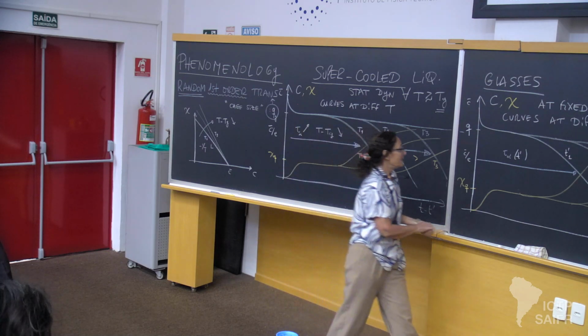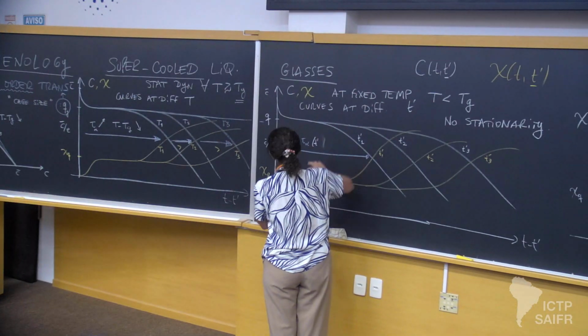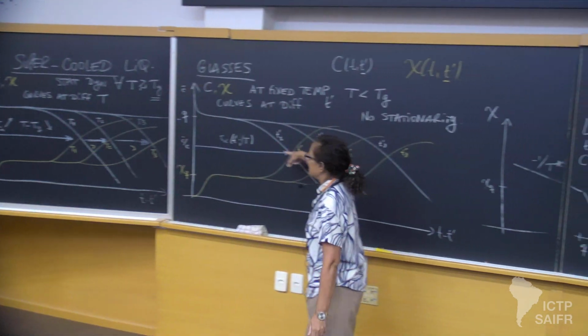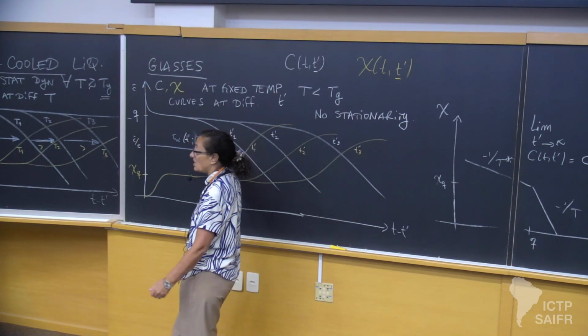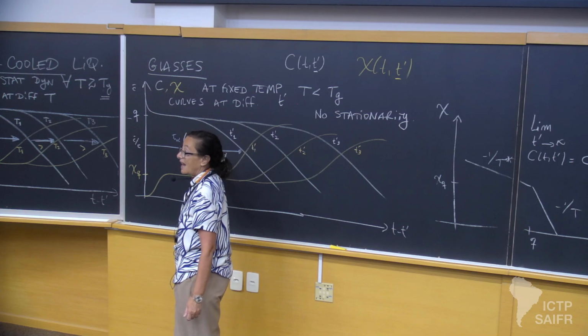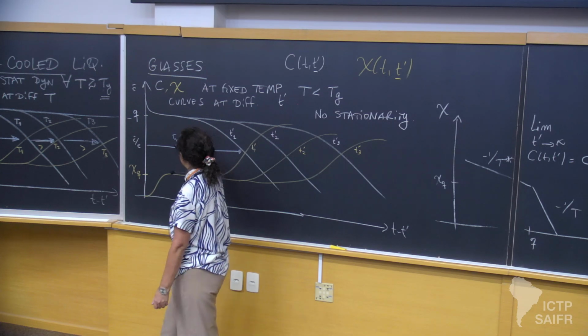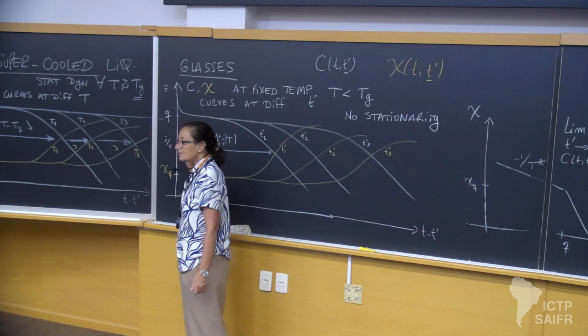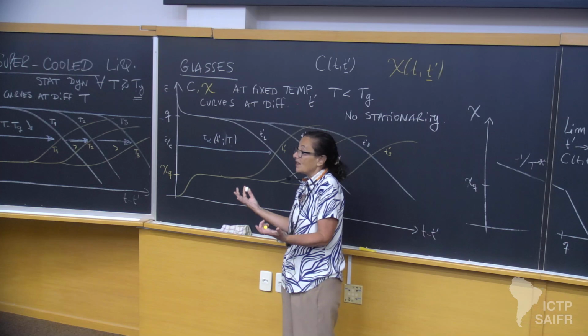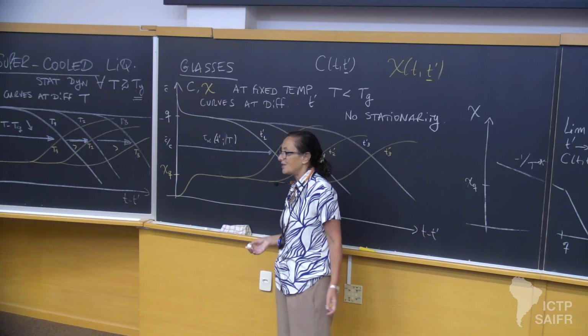So if you wish, this relaxation time depends on T prime. It also depends on temperature, but temperature I have kept fixed here. So this is fixed, some value below Tg, and I look at what happens in terms of the time now. So the form of the curves is very similar, but you have to take care of the reference time at which you start measuring.